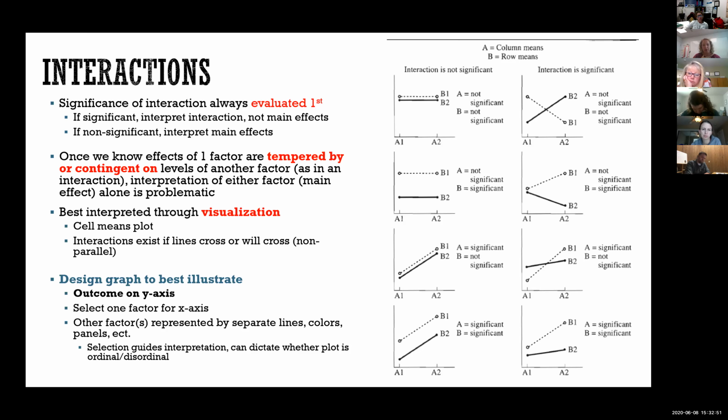Now, sometimes when we make a plot, it looks like the lines are not parallel. But how do we really know if there's an interaction? We need the p-value that goes with the interaction term in our ANOVA.